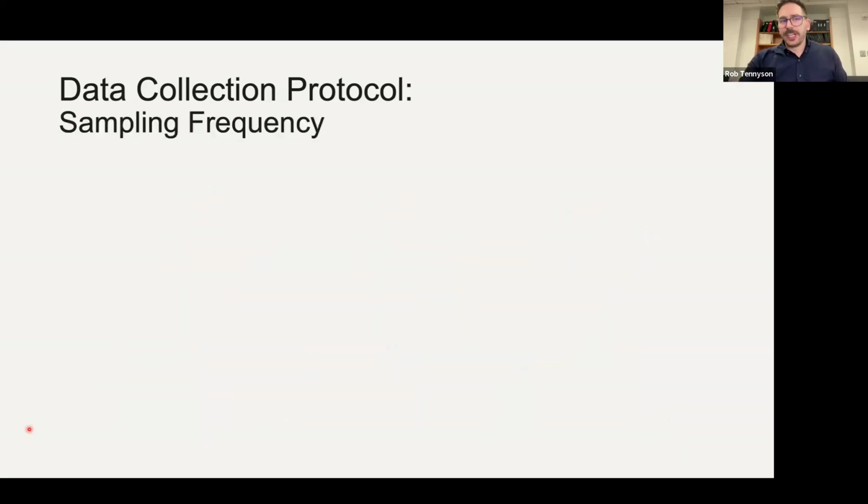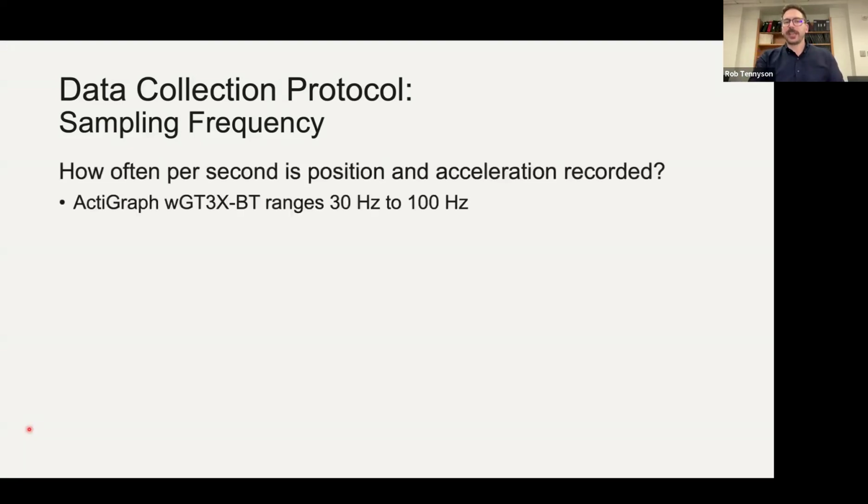One of the more boring things you have to select when you're going through this, but one of the things I think is always good to highlight, because it isn't always even reported in the literature, is the sampling frequency. This is something you need to set before you give someone their actigraph. Basically it's setting how often per second the position and acceleration is recorded.